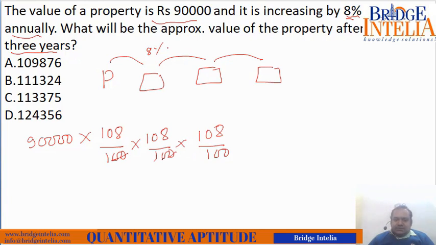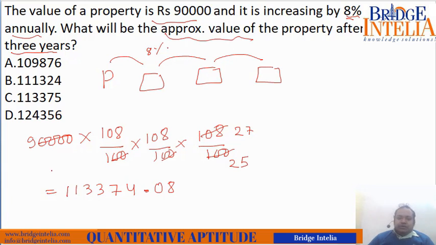So the zeros get cancelled. Anything else? So yes, 27 by 25. So nothing else gets cancelled. So if you solve this, the answer comes out to be 113374.08. So the approximate value is 113375.